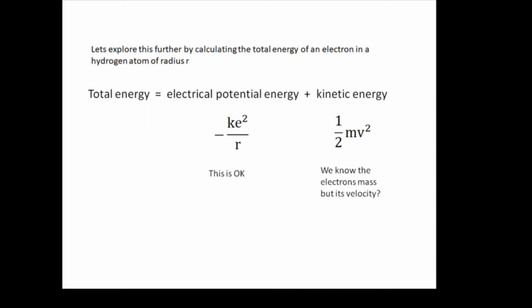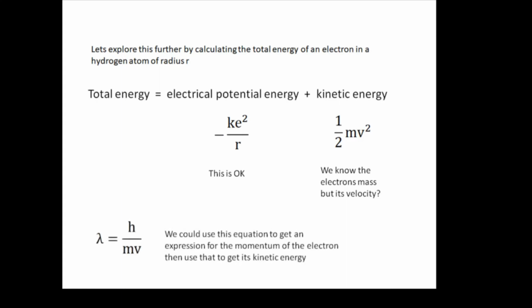The kinetic energy is a little bit trickier. Kinetic energy is a half mv squared. We know the mass of the electron, but we don't know its velocity. Is there any way we can get an expression for the kinetic energy? We can, if we use this, again from the lower sixth: lambda equals h over mv, or h over p, which is the de Broglie equation.